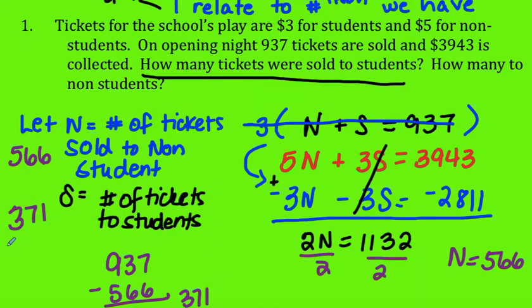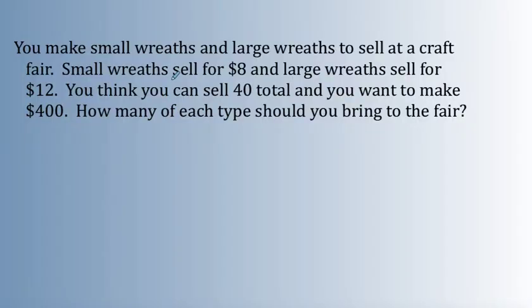sold to students. All right, now what I'd suggest is on this next example, you try it and see if you're right. So see if you can set up your equations. Again, you make small wreaths and large wreaths to sell at a craft fair. Small wreaths sell for $8, large wreaths sell for $12. You think you can sell 40 total and you want to make $400. How many of each type should you bring to the fair?